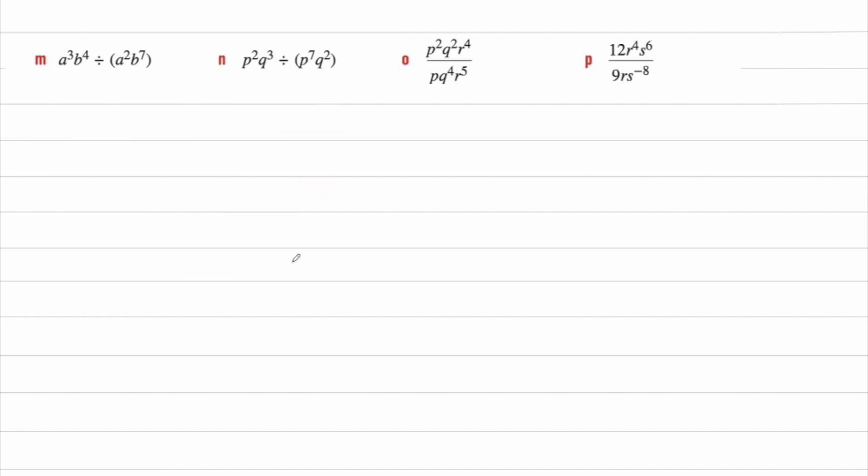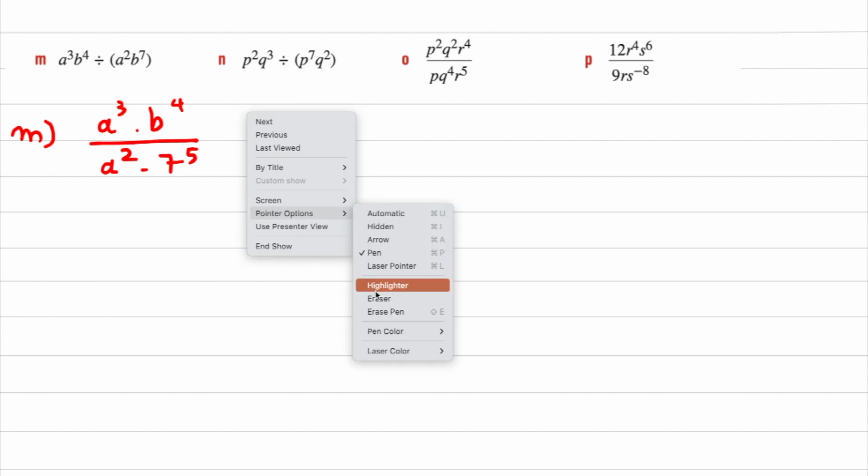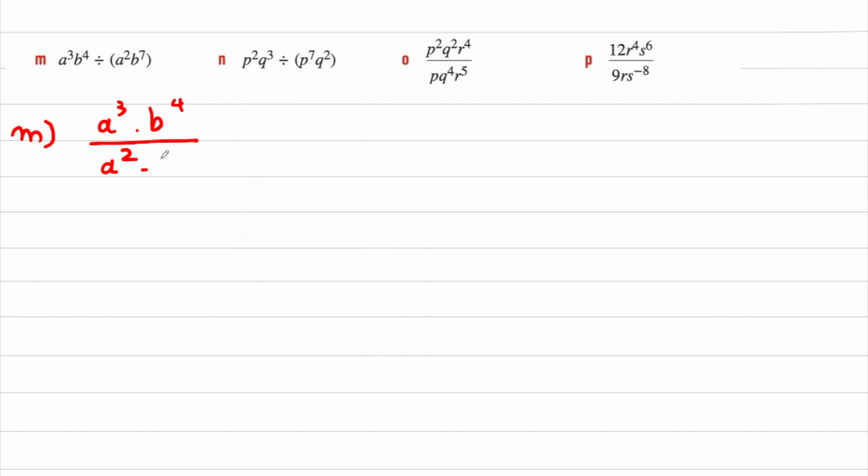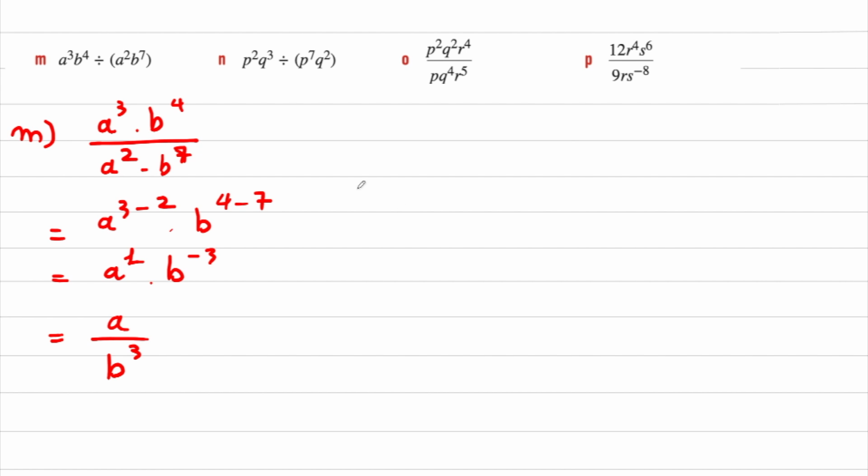Yep. Question M. So how can you solve working out? Convert from the horizontal writing to vertical writing or fractional form. You got for this writing b to the power of 7. Here is a, 3 minus 2, b, 4 minus 7, a to the power of 1 and b to the power of minus 3, a divided by b to the power of 3 here.